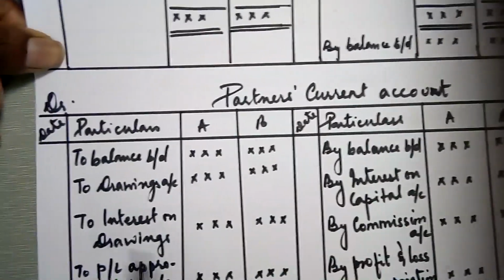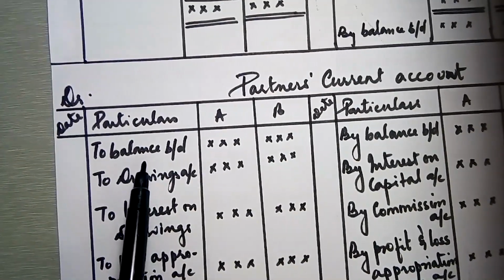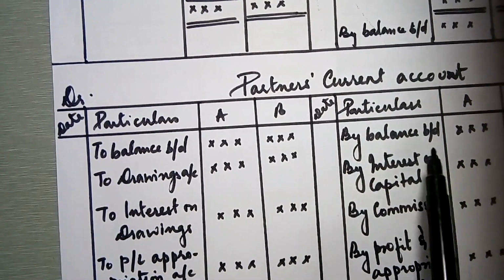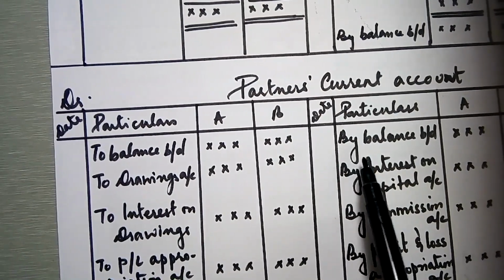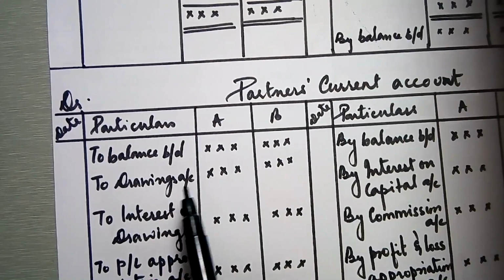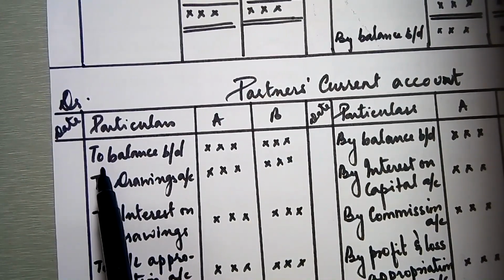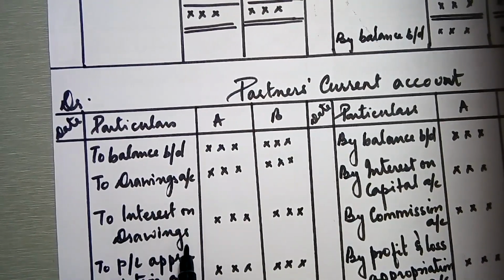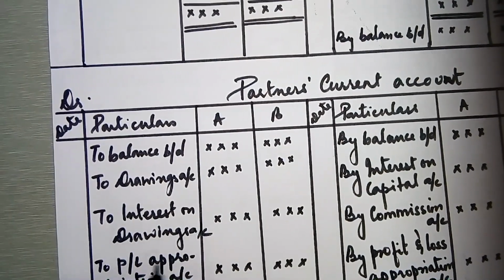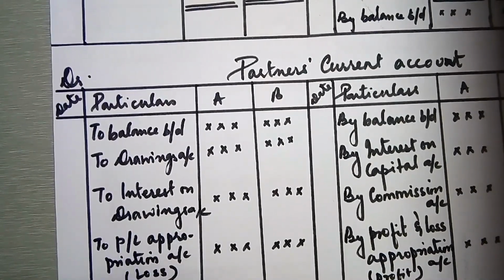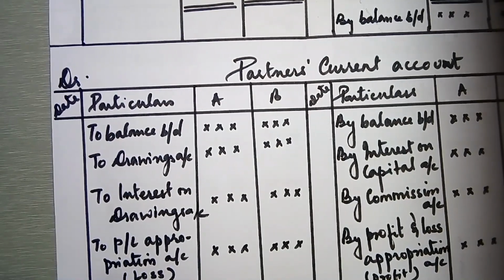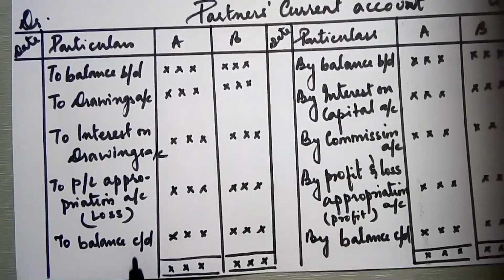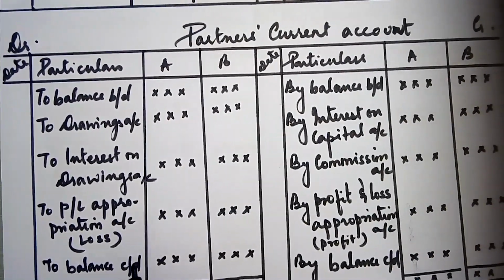Now let's see the debit side. To balance BD. Now sometimes in the question they will give debit. Then only you write it here. Otherwise it is always in the credit side. By opening balance is always in the credit side. If they mention in the question debit, then you write over here in the debit side. To balance BD. Then to drawings account. To interest on drawings account. Then to profit and loss appropriation account if there is a loss. So if it is a loss, you bring it in the debit side. If it is a profit, you take it to the credit side. And then to balance CD. So this is the format for fixed capital method.